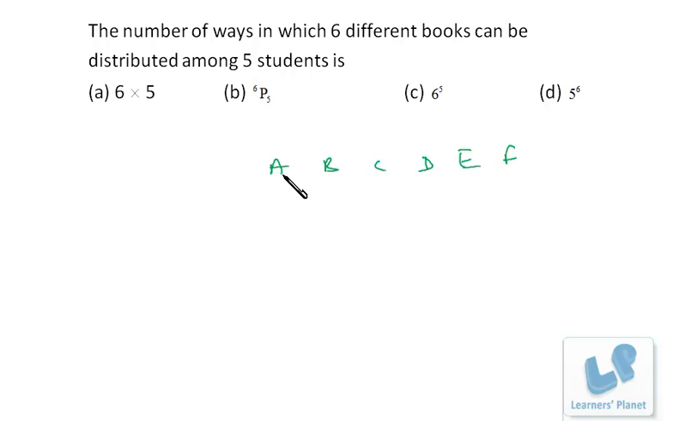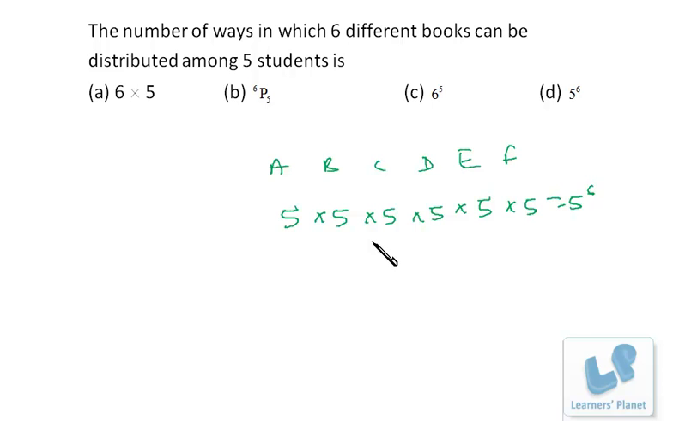Suppose there are 6 books A, B, C, D, E and F, and 5 students. Now suppose we take up the first book. How many options do we have to distribute this first book? That is 5 options, right? We can give the book to any of the 5 students. For the second book, we still have 5 choices. For the third book, we have 5 choices. For the fourth book, the fifth book and the sixth book, also 5 choices. So for each book we have 5 choices. So in all there are 5 raised to 6 ways to do this.